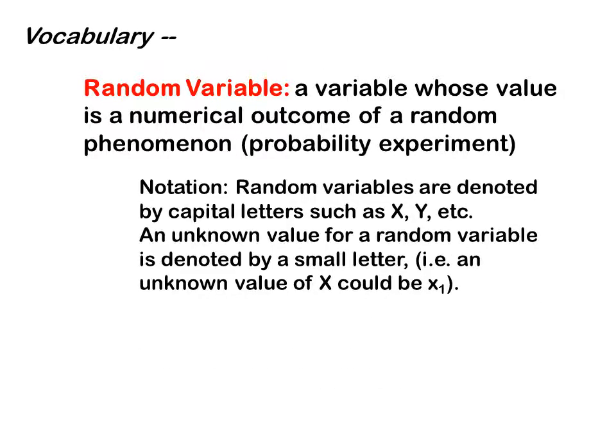Our notation for a random variable is going to be capital letters, such as capital X, capital Y, etc. An unknown value for a random variable is denoted by a lowercase letter. So if our random variable is capital X, then a value of capital X would be lowercase x, or x sub 1.